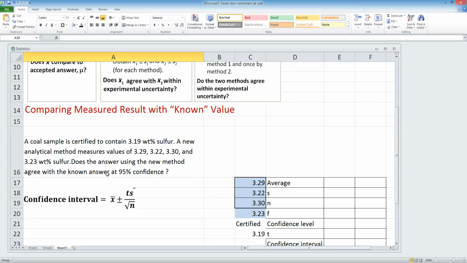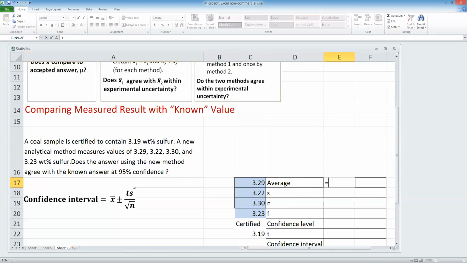So we do that at the 95% confidence level. How can we do that? Again, you find the confidence interval. If the accepted number is out of this range, that means this method does not agree with the known answer. If it's in the range, you can say yes. As we just did in the last example, you put the measured data in a column. Then you calculate the confidence interval.